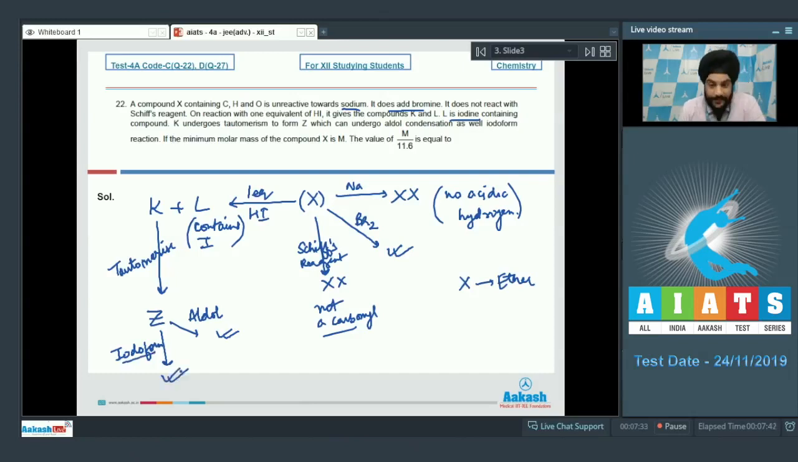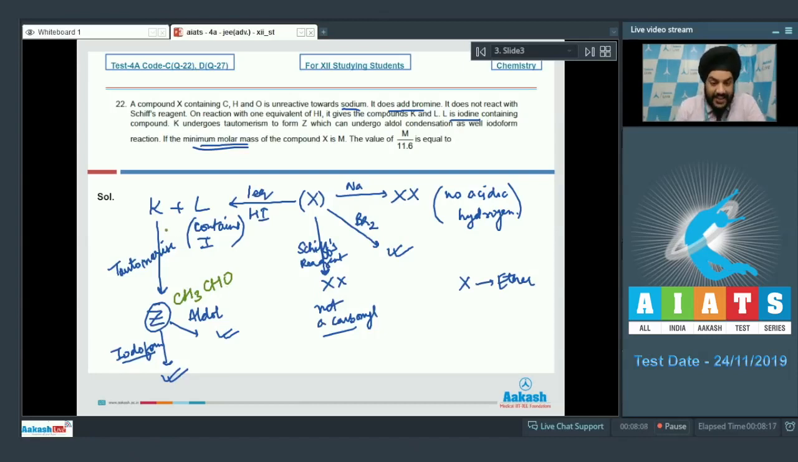Okay. So students, the compound Z has to show aldol as well as the iodoform test. Okay. So if we talk about the species which has the minimum molar mass and satisfies both these conditions, it has to be acetaldehyde, students. So Z has to be CH3CHO. And students, it is mentioned to us that Z was obtained by the tautomerism of K.